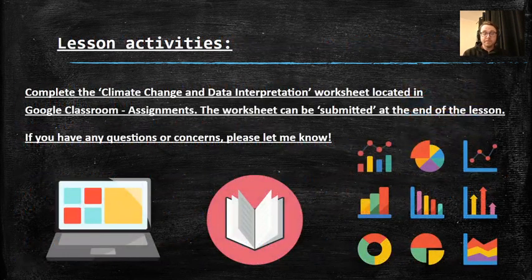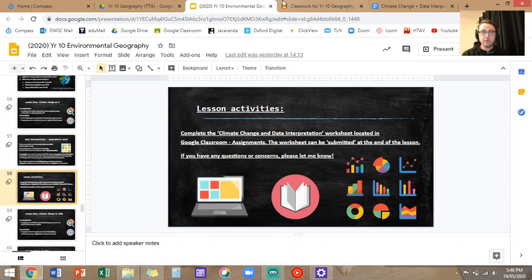So, what we're doing this lesson is a little climate change worksheet. I know it says assignment, it says learning test there. It's just because I can't actually hand you the worksheet through the window. So the climate change and data interpretation worksheet is located in Google Classroom assignments, and I'll show you where that is, and we'll work through the worksheet. The worksheet can be submitted at the end of the lesson. If you have any questions or concerns, whether that's IT issues, you're having trouble viewing or submitting the file, or you are having issues with the content, please let me know, obviously. So let's go find that worksheet.